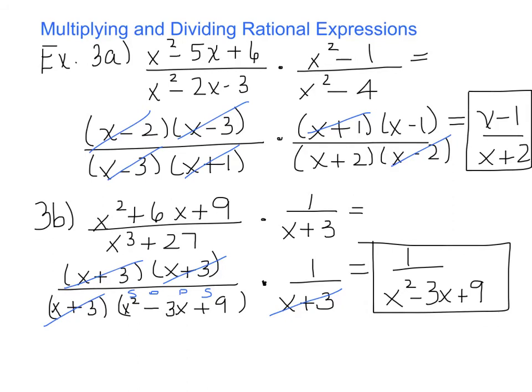Don't forget to write your exclusions. So in the first problem, x cannot equal 3, negative 1, negative 2, and 2. And then in this one, x cannot equal negative 3. We can't do anything to that one. And that's it.